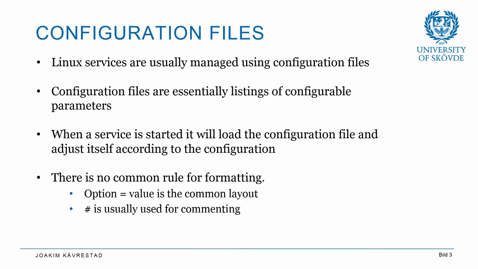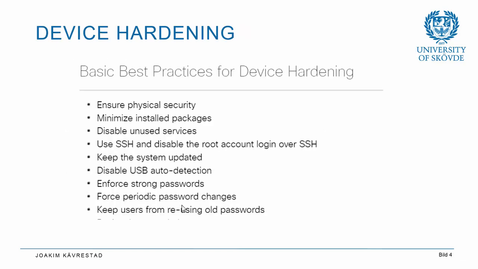So rapidly from configuration files to device hardening. Device hardening is basically a term used to describe practices we do to ensure the security of a device or increase the security of a device. The best practices for device hardening, as stated by the CCNA cybersecurity operations material, is that first of all we need to ensure physical security. You can usually say that if someone gains physical access to your device, then it's game over. So you need to ensure that the device is physically safe.